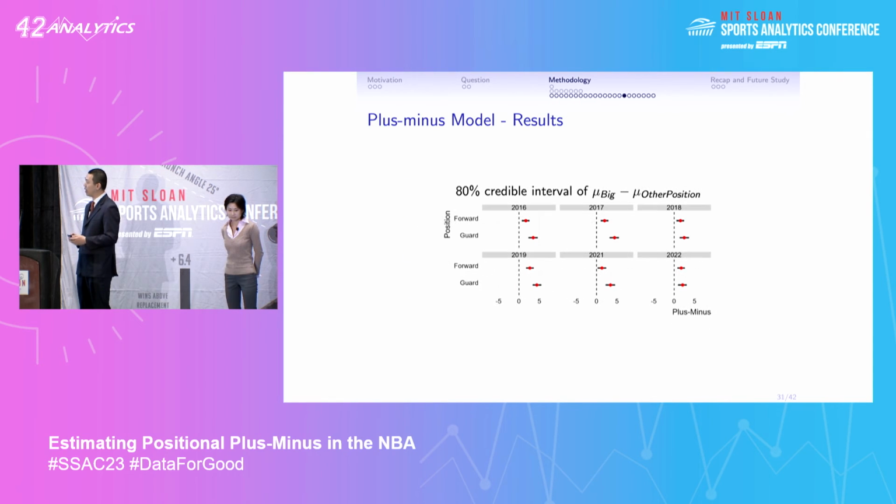Again, to test that, we can construct these 80% credible intervals of the differences of defensive plus minus between big and other positions. As you can see here, all the intervals are above 0, meaning there is quite strong evidence to say the big's defensive plus minus is higher than other positions' defensive plus minus.